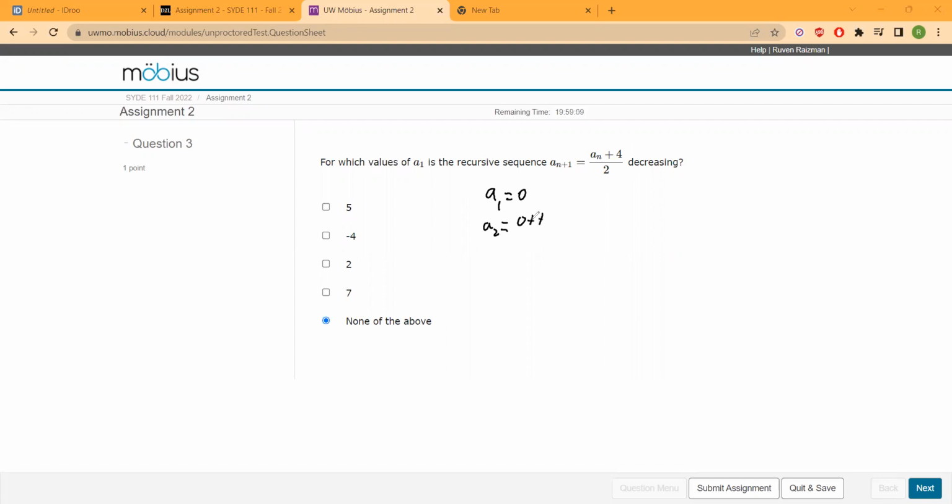0 plus 4 divided by 2 is equal to 2. a3 is going to equal 2 plus 4 over 2, which is equal to 3. a4 is going to equal 7 over 2, again 3 plus 4 divided by 2, so 3.5, and we see that it's increasing. Now there's two ways of doing this. The first way is to just plug in each value and see if it's increasing or not. A more efficient way that we found is that you can find the limit of (an plus 4) over 2.